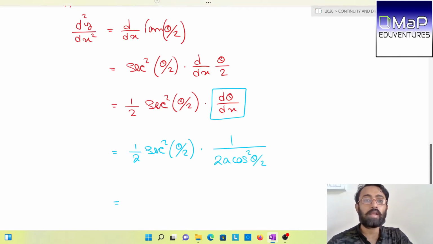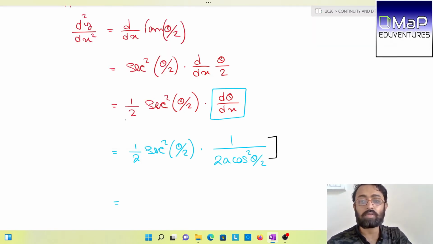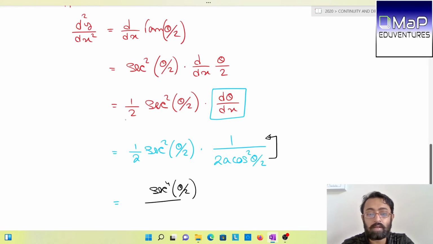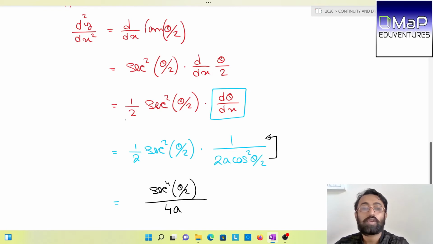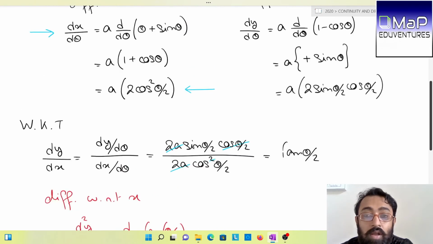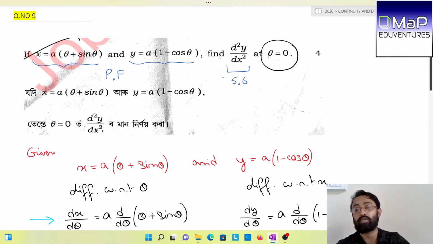So now taking cos square above, taking this cos square above in the numerator, it will make it sec square. So we will have sec to the power 4 theta by 2 divided by 4a. Okay. So here we can stop and say that we have got the second order derivative, but we have to find the second order derivative at theta equals to 0 angle.